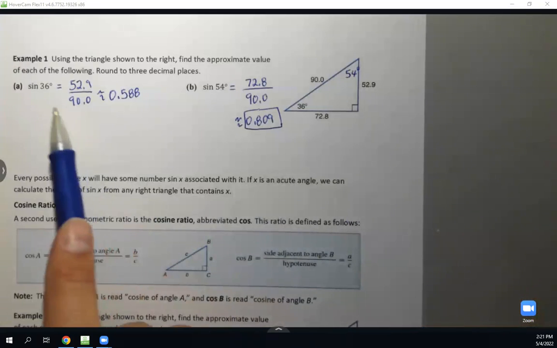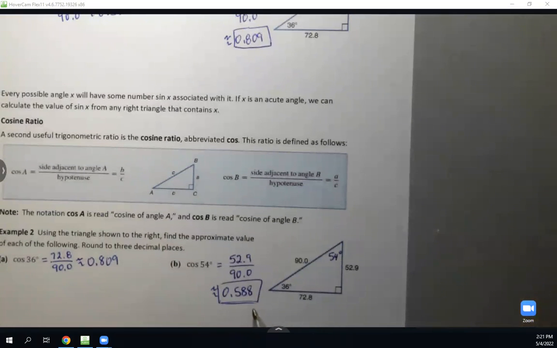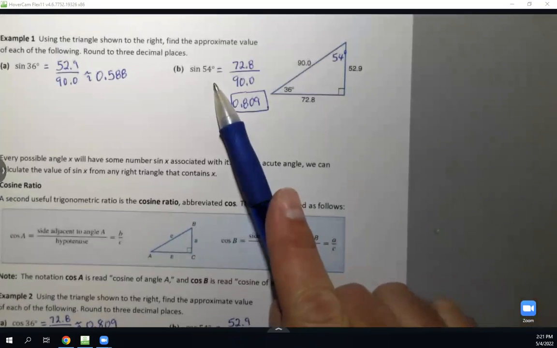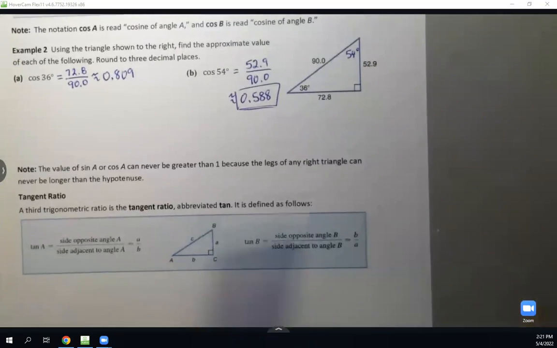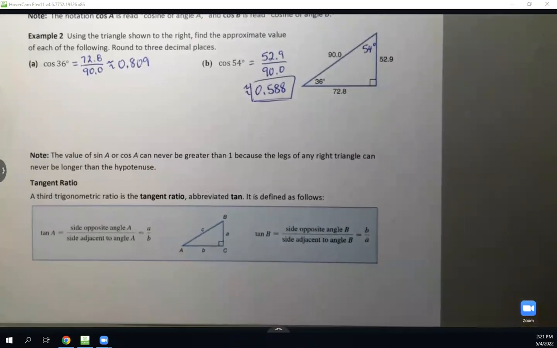So the sine of 36 is going to equal the cosine of its complement, and the sine of 54 is going to equal the cosine of its complement. That's not really covered here in the lesson. That's just free.